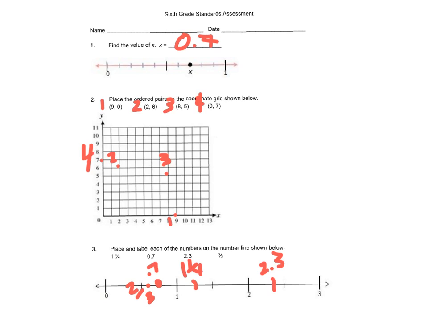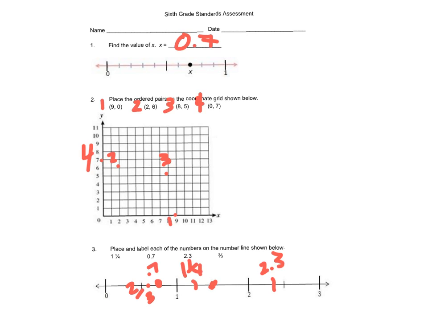Here, the coordinate planes are pretty self-explanatory. I numbered each ordered pair, 1, 2, 3, 4. So 1 is over here, 2 is at 2 and 6, and 3 is at 8 and 5, and then 4 is on the y-axis at 0 and 7. All right, and then the last one, 1 and 1/4, so that's halfway between 1 and a half, which is right here.